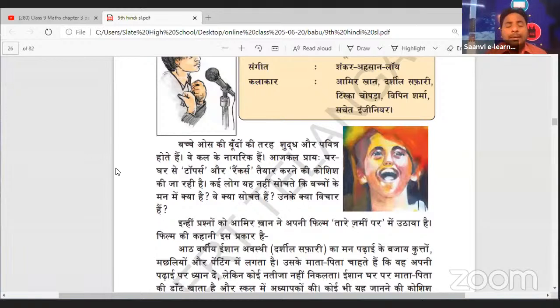बच्चे ओस की बूंदों की तरह शुद्ध और पवित्र होते हैं. तो आपके दिल और दिमाग शुद्ध और पवित्र हैं?